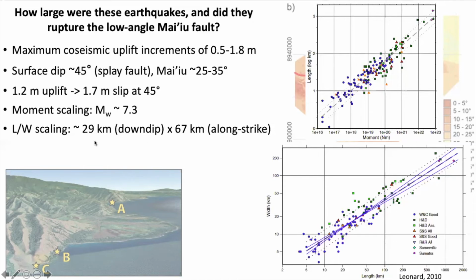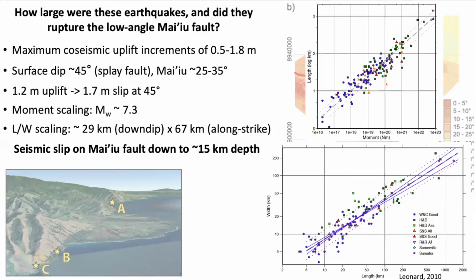And also using length width scaling relationships from Leonard 2010, we can estimate the rupture dimensions for the earthquake that caused this uplift. And we see that we have about 29 kilometers of down dip distance and 67 kilometers of along strike distance. And so although these are rough estimates, the 29 kilometers down dip estimate is large enough that we know that there was significant slip on the low angle Mayu fault, even if the intersection depth of the splay and the Mayu fault were as deep as 3 kilometers. So using all of this, we infer that there was seismic slip on this section of the Mayu fault down to about 15 kilometers depth.